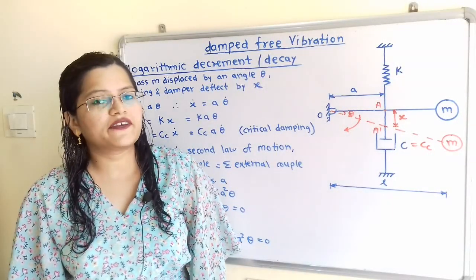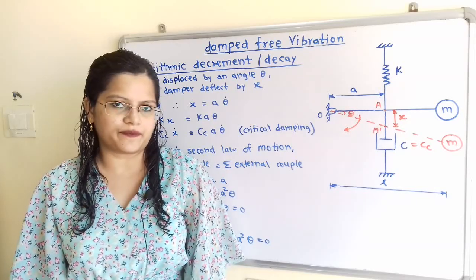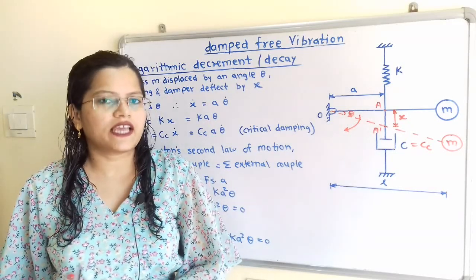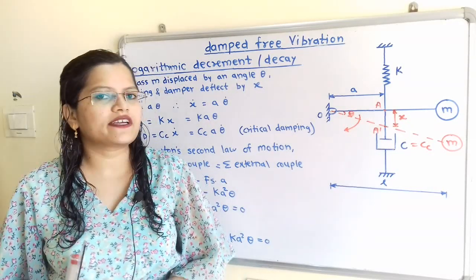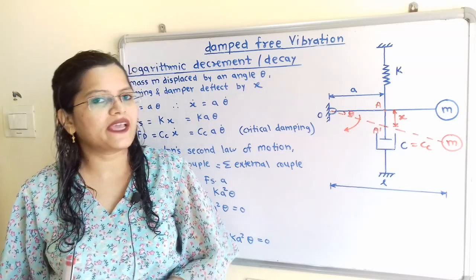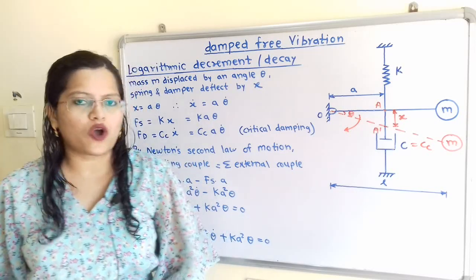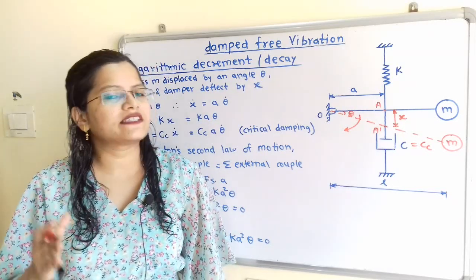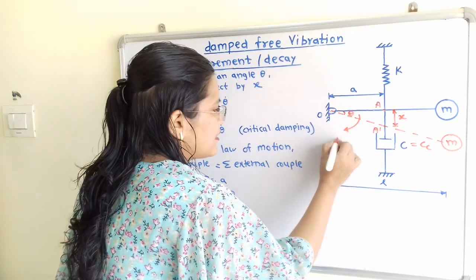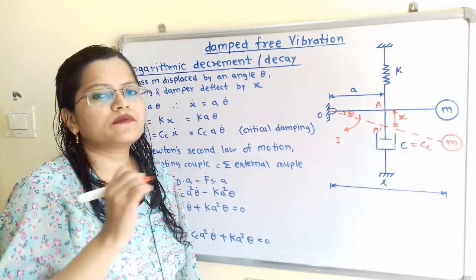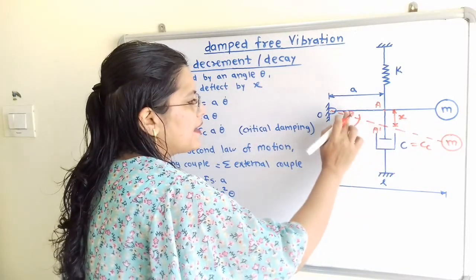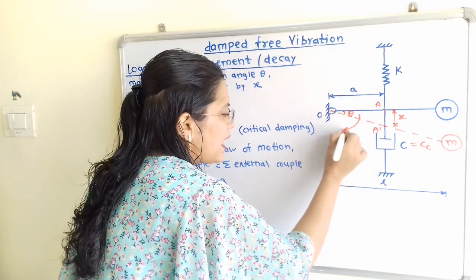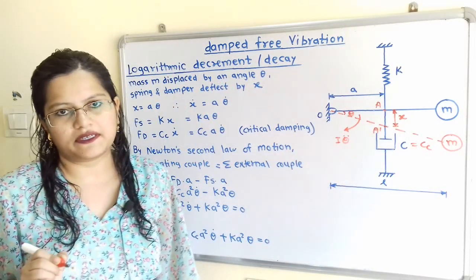Now we will understand the different forces acting on the system. So when this mass m is displaced through an angle theta, then there is the accelerating torque that develops in the same direction of the angular displacement, that is in the clockwise direction. So what is its value? So accelerating torque, we can also say accelerating couple, is I theta double dot, where I is the mass moment of inertia of this mass m and theta double dot is the angular acceleration. So this is in the same direction of the angular displacement.